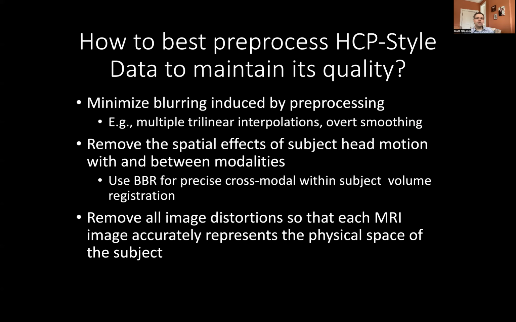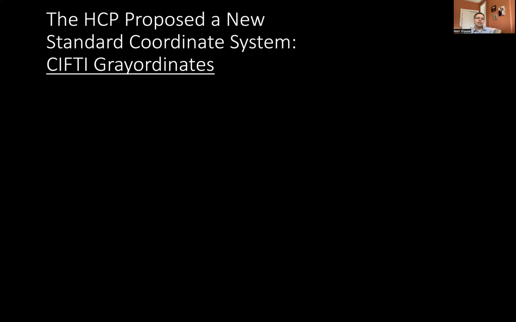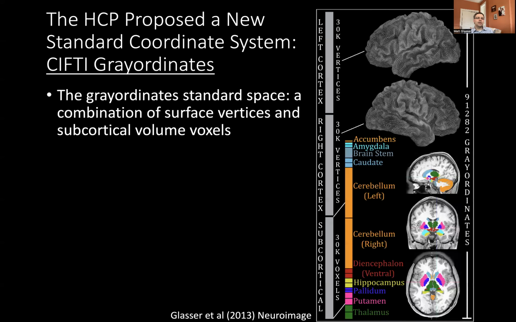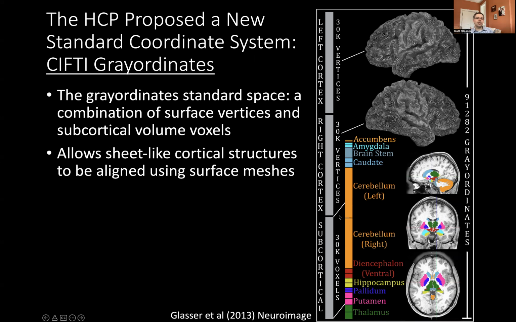We want to remove all the image distortion so that each MRI image accurately represents the physical space of the subject, and then we want to precisely align brains across subjects. And to do that, the HCP proposed a new standard coordinate system that we term CIFTI grayordinates. And so the grayordinate standard space is a combination of surface vertices, 30,000 in the left hemisphere, 30,000 in the right hemisphere, and 30,000 subcortical voxels.